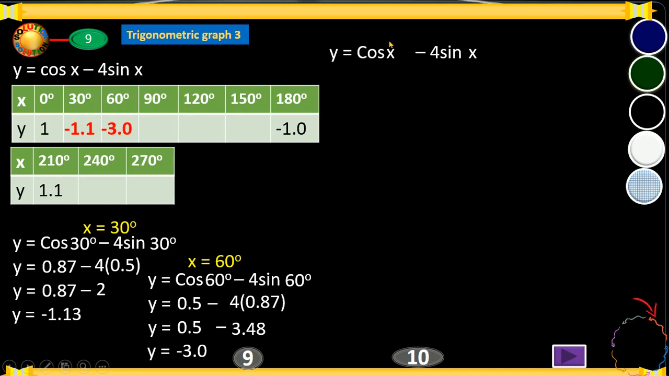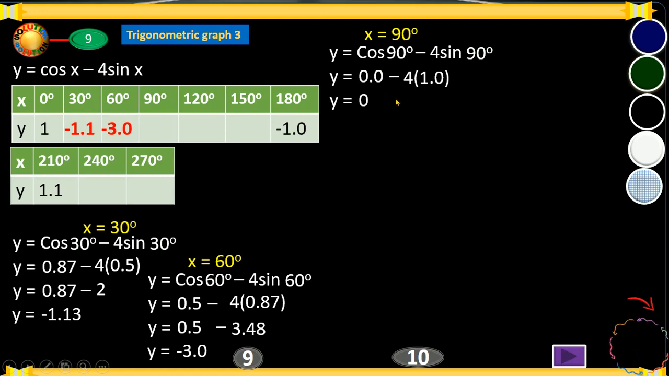Then when x is equal to 90 degrees, we are going to substitute 90 and 90 again, and then we simplify. So y is equal to cos 90, which we know is 0, and sin 90, which we know is 1. So we are going to have 4 times 1. So y will be equal to 0 minus 4. Finally giving us that y is equal to minus 4.